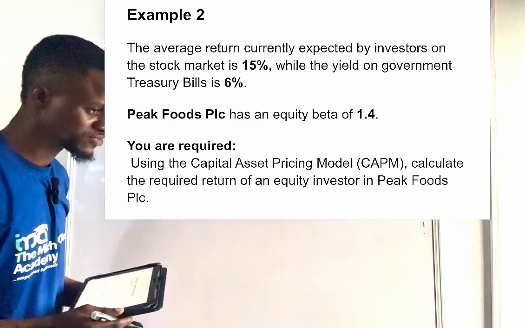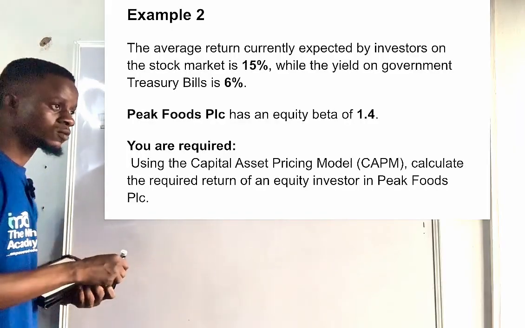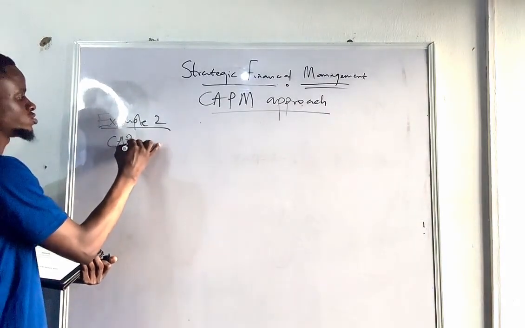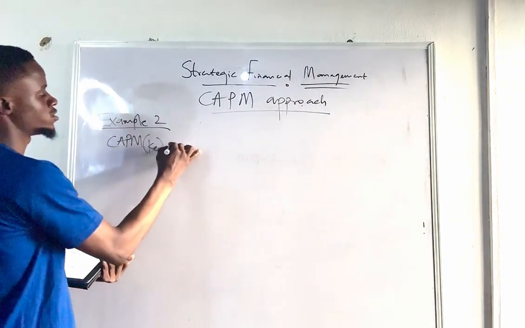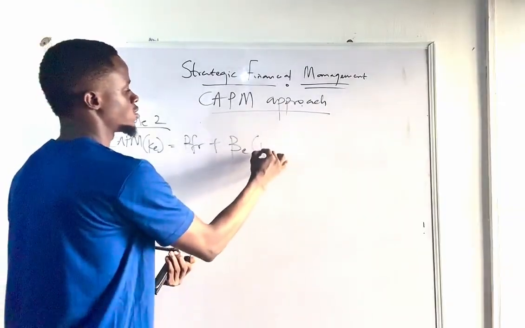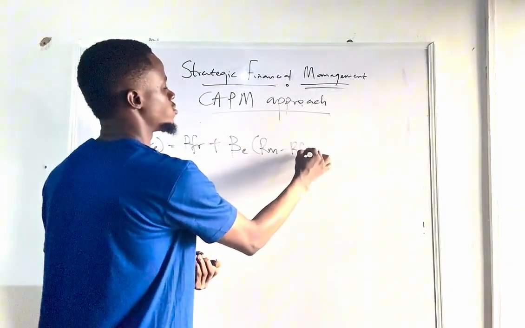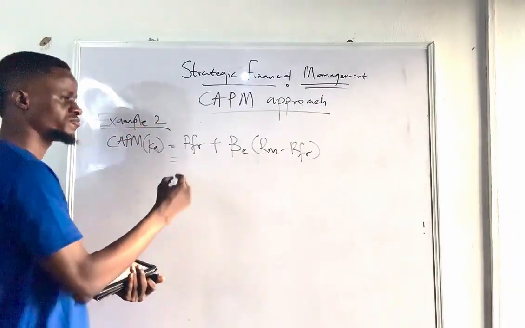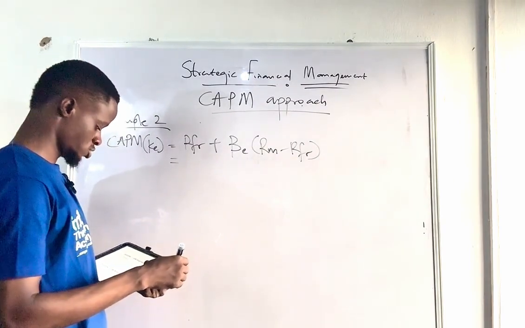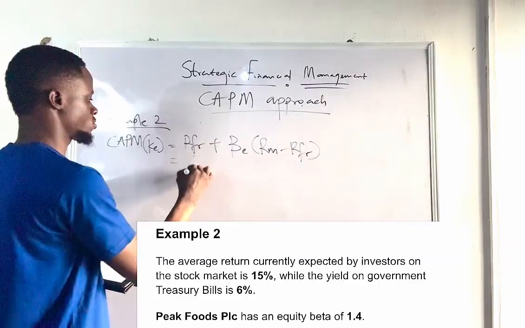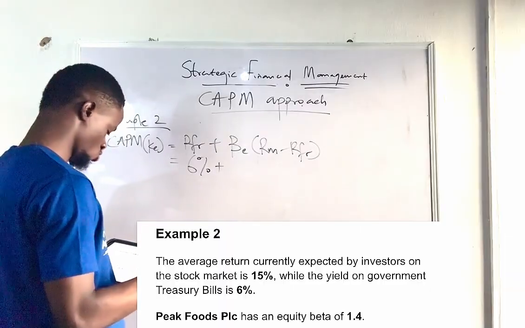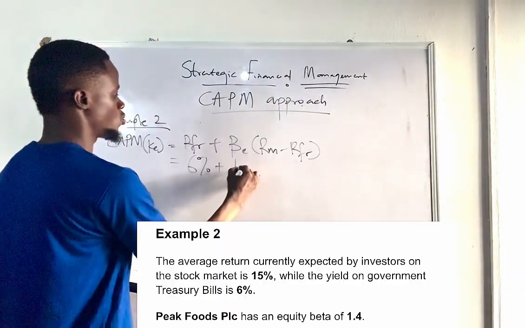Using CAPM, what is the formula for CAPM? As I said, the process is to go to the requirement first. Then the next thing, which method are you going to use? Write out the formula using CAPM, which is KE equals risk-free rate plus beta equity times (RM minus RF). Let's bring out our variables or parameters. What is the risk-free rate? The risk-free rate is 6%. The risk-free rate is the government treasury bills and all that. What about the beta equity? 1.4.